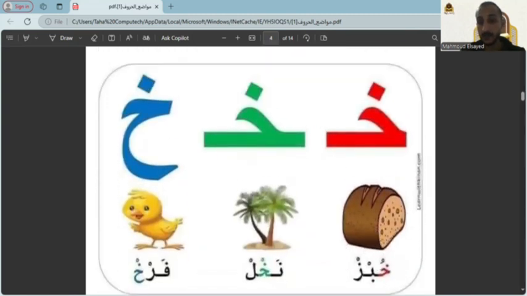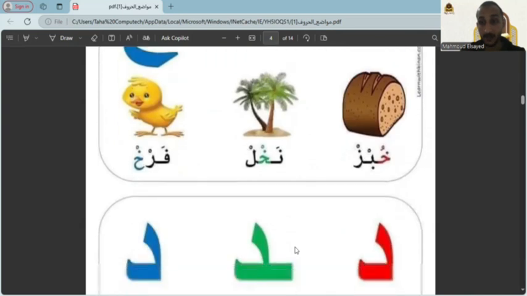Then we have the Kha. Here it's at the beginning of the word, like the word khubz, as you can see. The letter Kha here comes at the beginning of the word. And then Nakhl, we have also the letter Kha here, but here it's in the middle of the word. And then Farkh, and here we have also the letter Kha, but it's at the end of the word.